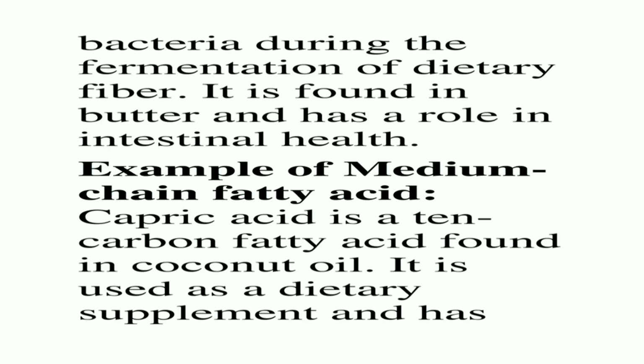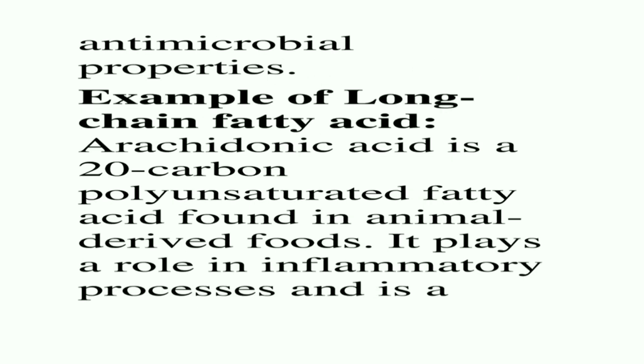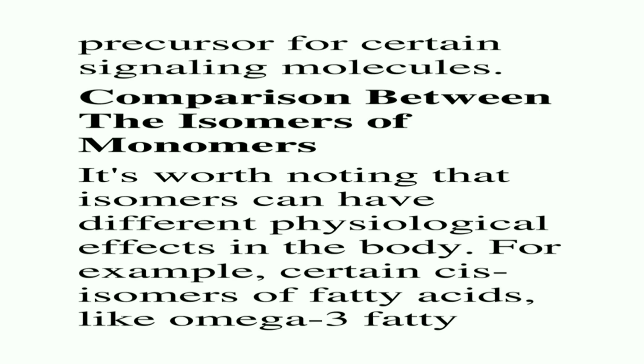Example of medium-chain fatty acid: caprylic acid is an 8-carbon fatty acid found in coconut oil. It is used as a dietary supplement and has antimicrobial properties. Example of long-chain fatty acid: arachidonic acid is a 20-carbon polyunsaturated fatty acid found in animal-derived foods. It plays a role in inflammatory processes and is a precursor for certain signaling molecules.